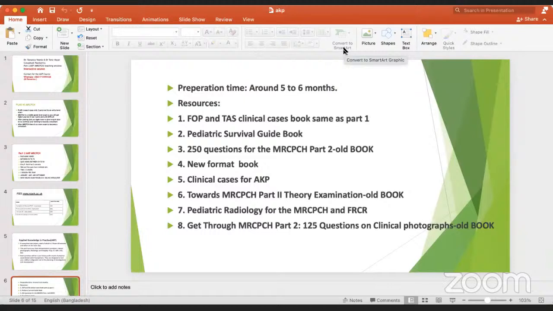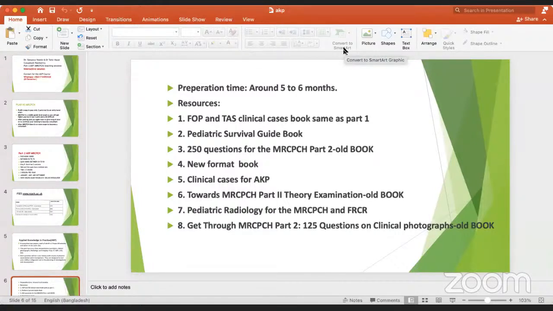In part one, you will get hardly 2 or 3 neonatal questions. But for AKP, you will get many questions, maybe 8 to 10 from neonatology. So you should read both the pediatric red book and blue book of neonatal guidelines. Then there are some other books, like New Format and Towards; these books are mainly data-based.